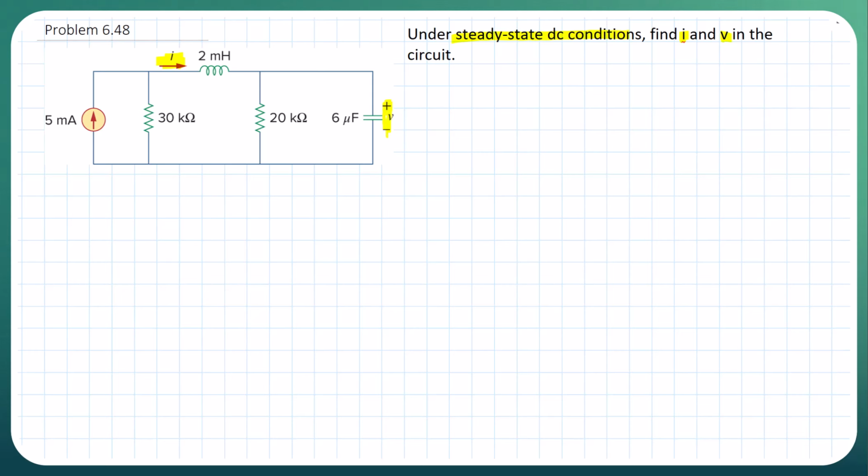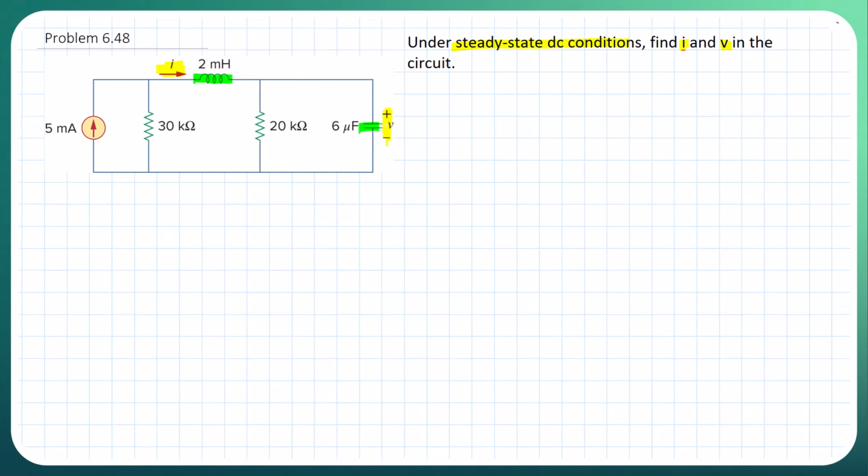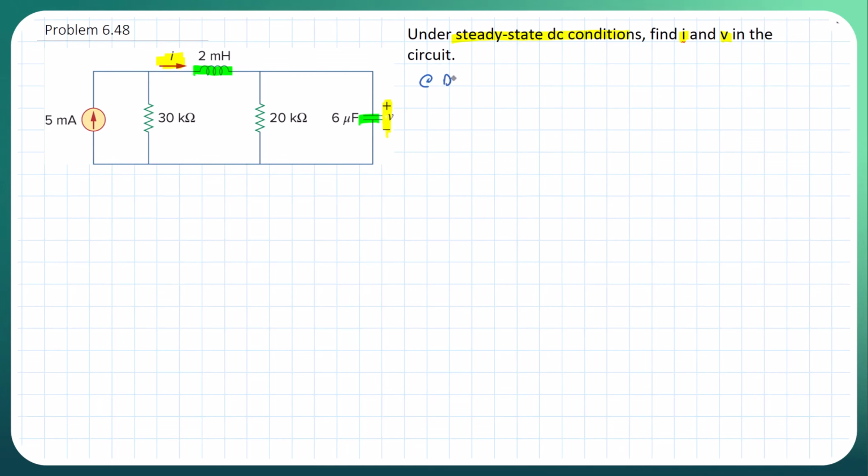Okay, so a couple things to note is the keyword of steady state DC conditions. And again, we want to look back at the properties of capacitors and inductors, because we have both an inductor here and we have a capacitor here, and so they both behave differently in opposite fashion. So at DC, the capacitor here is going to be an open circuit. Okay, and then the inductor is going to be a short circuit.